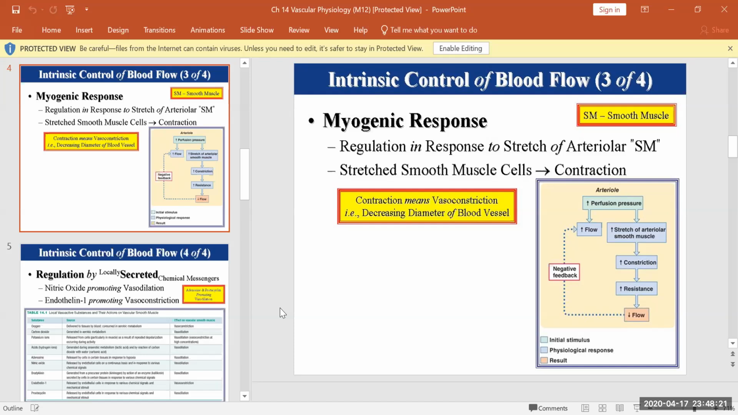So whenever the smooth muscle wall in the blood vessel is distended, stretched out, the smooth muscle will respond by constricting, decreasing the diameter of that particular blood vessel. Okay, so this is called myogenic response. SM up here is for smooth muscle. Okay, so that's the third mechanism. I hope I didn't forget anything.